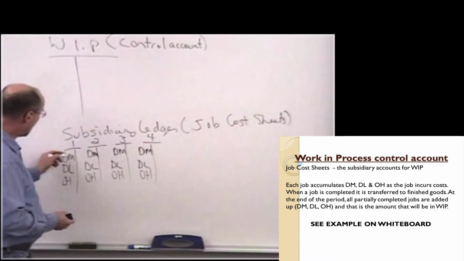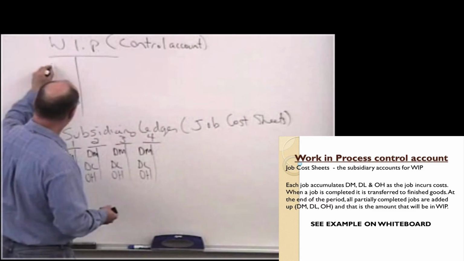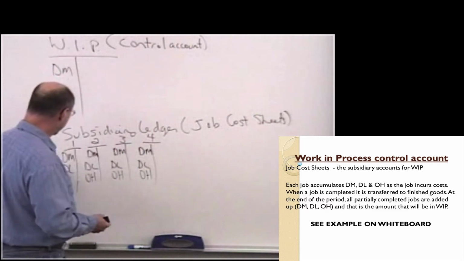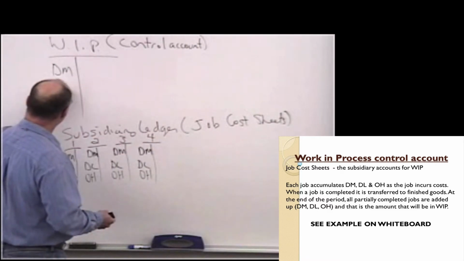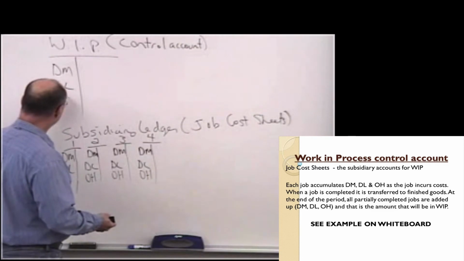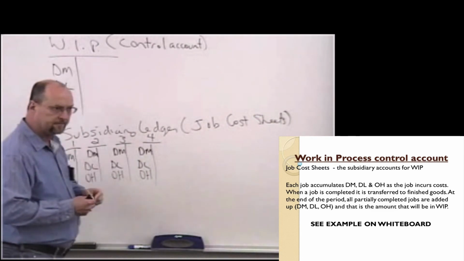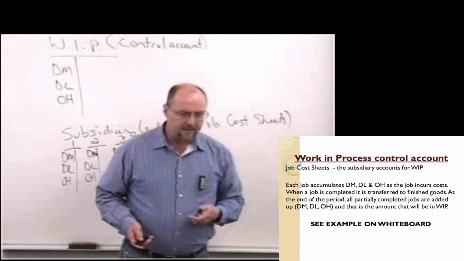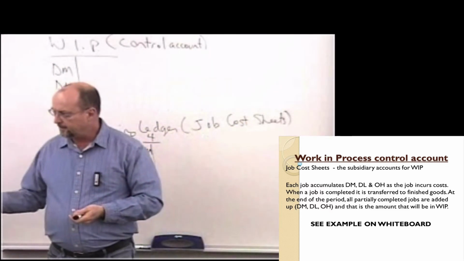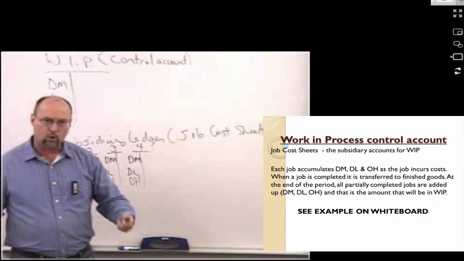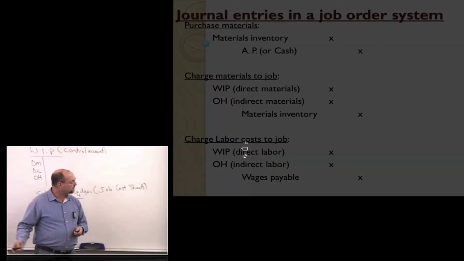Now, if we add up all the direct materials for all open jobs, that's what this number equals. Same thing with direct labor. Add up the 4 jobs' direct labor, and that's how much direct labor is in the work in process control account, and of course, the same thing for overhead. Okay? So, anyway, you want to be comfortable with that concept, but each job that we work on will have its own job cost sheet, and as we're working on it, we will accumulate those costs.